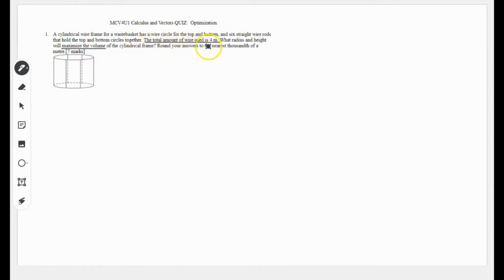We have a total amount of 4 meters to use for wire. So I'm going to say the length of the wire that we have is 4 meters. And what wires are we using here? We have 6 vertical wires and 2 circular wires. That means this 4 meters is going to comprise the 2 circles, and that'll be the circumference of a circle, which is 2 pi r. So we have 2 of these, and the 6 vertical wires, and that's just going to be their height. And that equals 4.